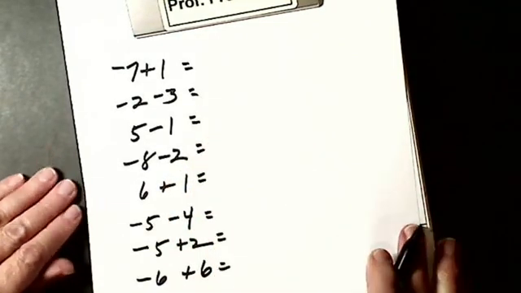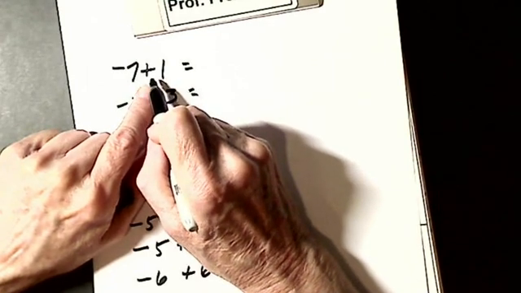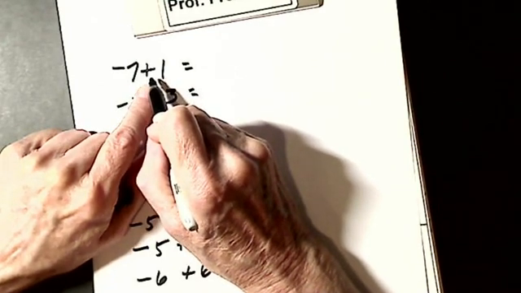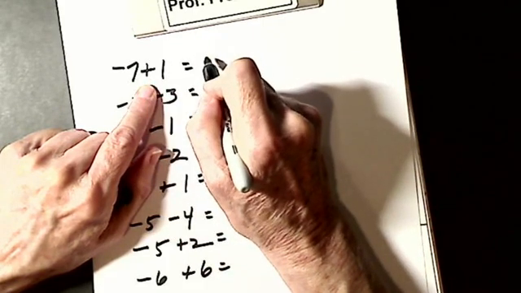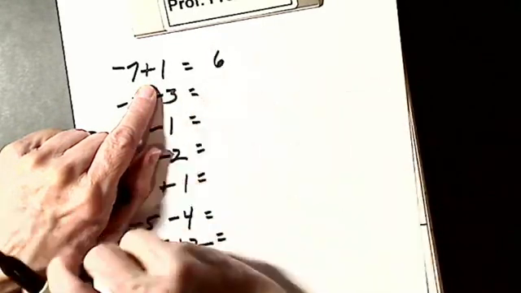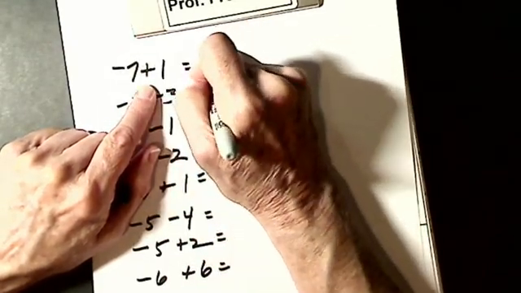For every one, I can't guess. I got to know. If the signs are alike, add. If the signs are different, subtract. I look at this one. My signs are different. So what should I do? Subtract. Different, subtract. Alike, add. So different is subtract. And I got to get the right sign. I take the sign of the larger.